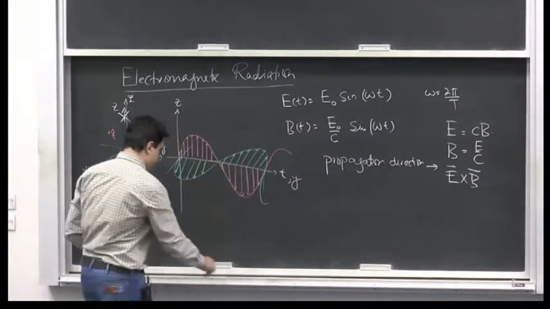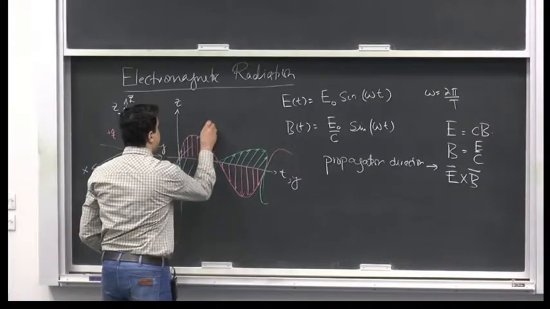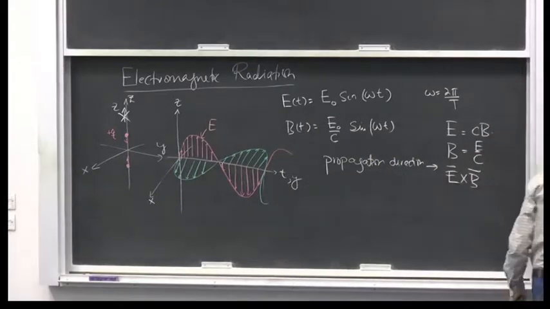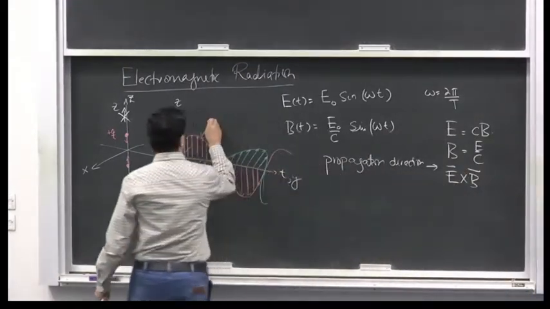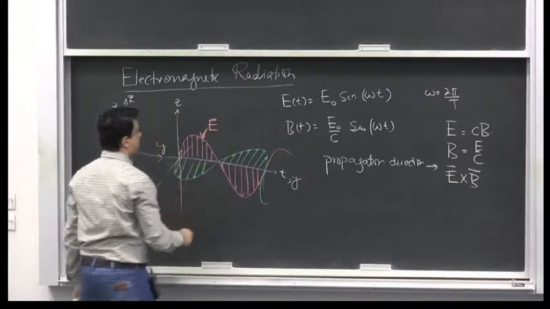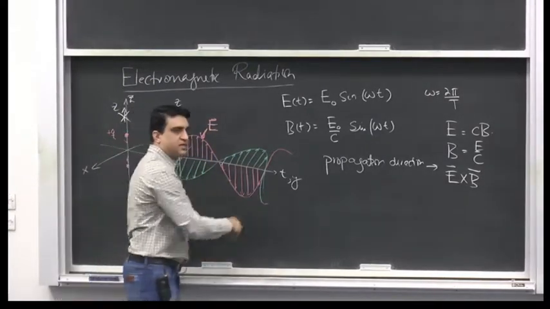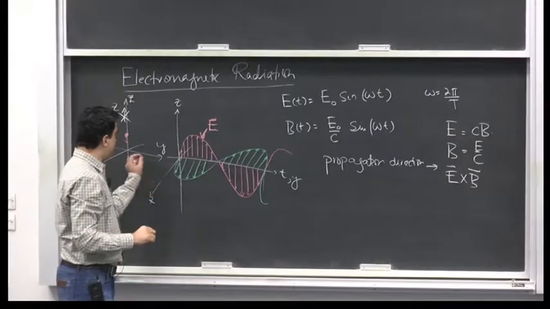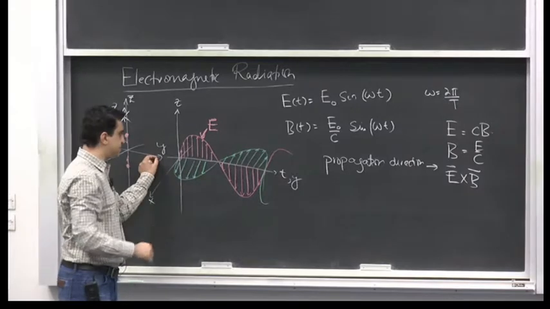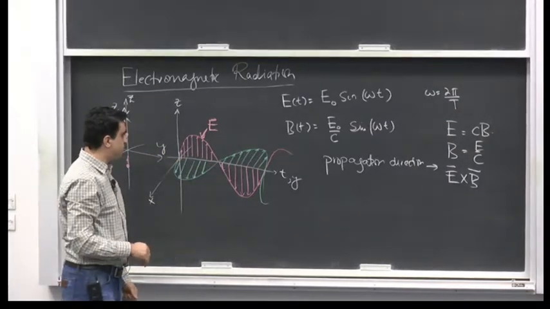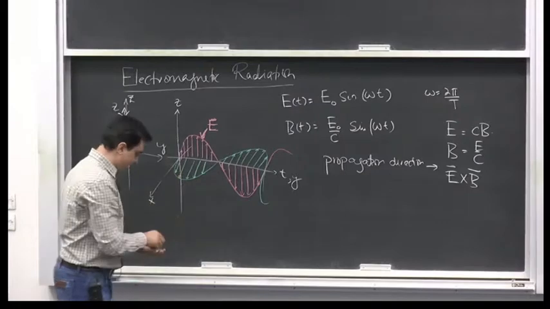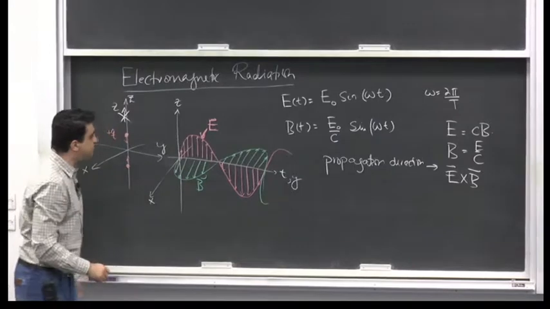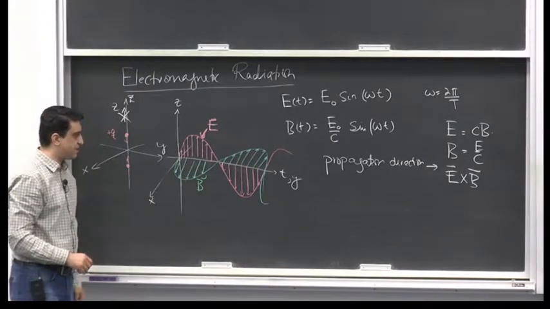So this is the electric field vector which I draw here. And it oscillates with time, it oscillates with position. So there are two ways of looking at it. Either look at a particular point or just take a snapshot, and both will give you a sinusoidal waveform. And then you have a magnetic field B which is perpendicular to the electric field, and they propagate like this.